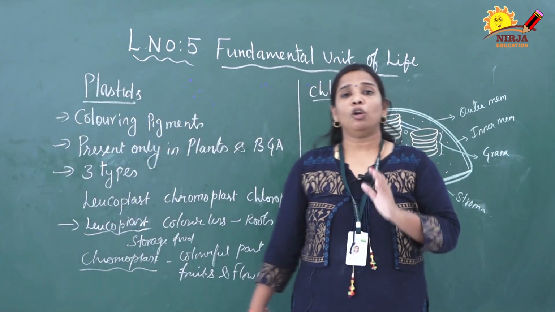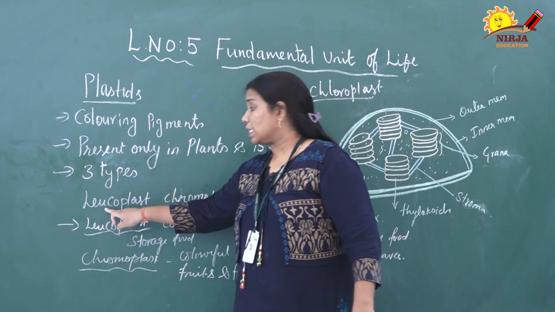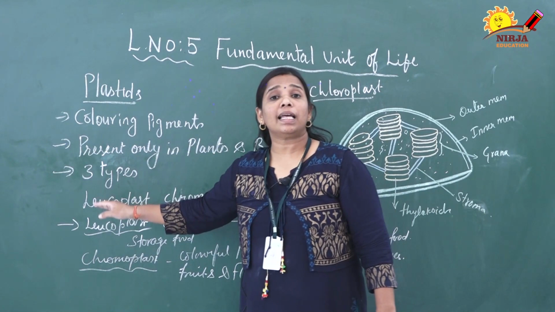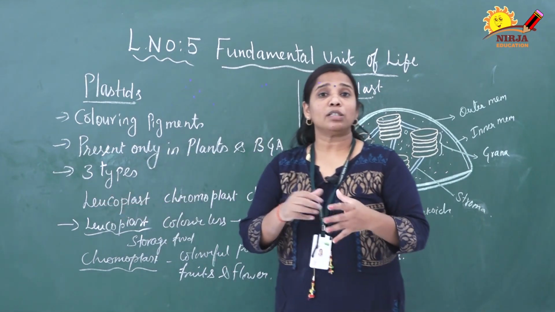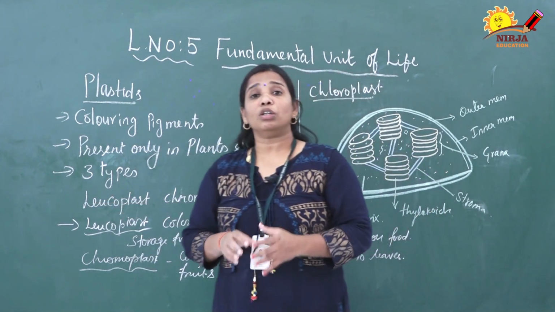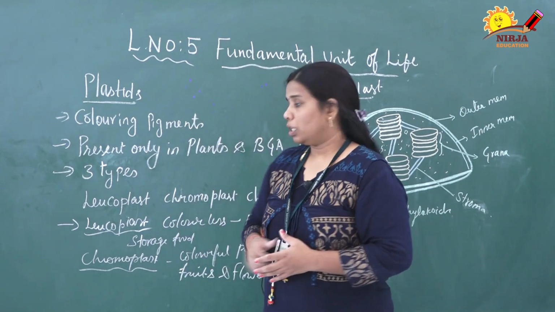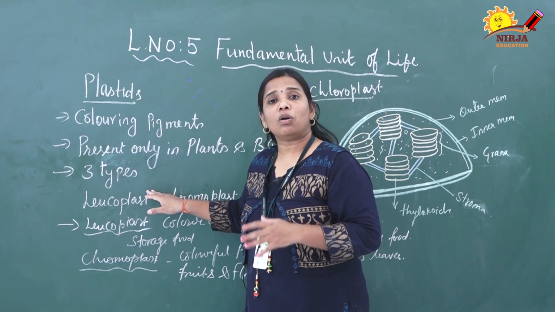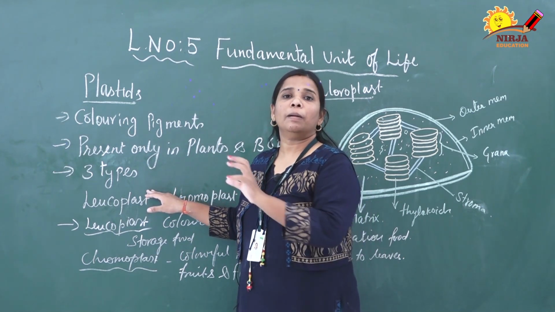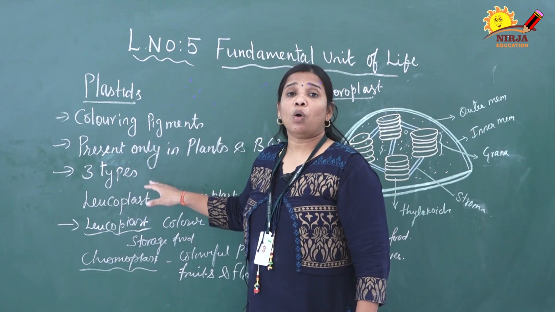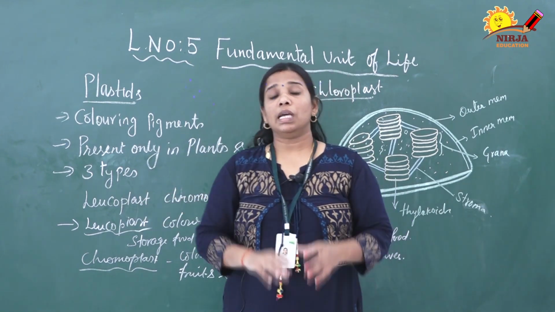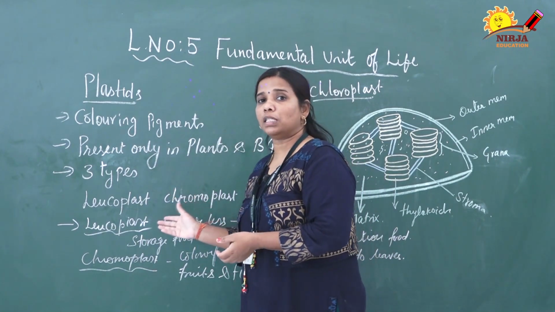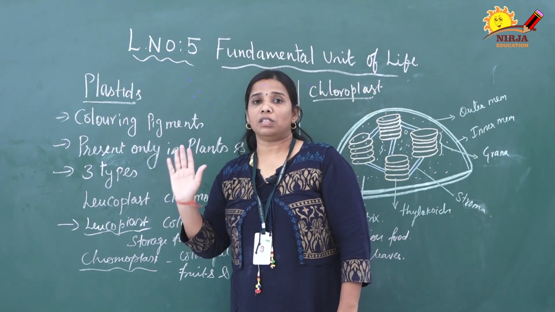What is meant by leucoplast? Leuco means colorless. Plast means plastid. It is a colorless plastid. Where is it located? It is located in the root region. So leucoplast is a colorless pigment present in the root of the plant. The role of the leucoplast is that it helps to store food material. So the function of leucoplast is storage of food substances.